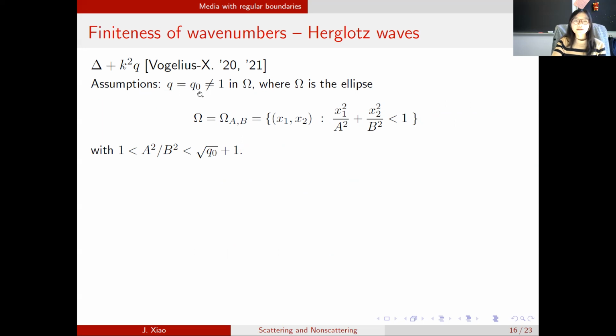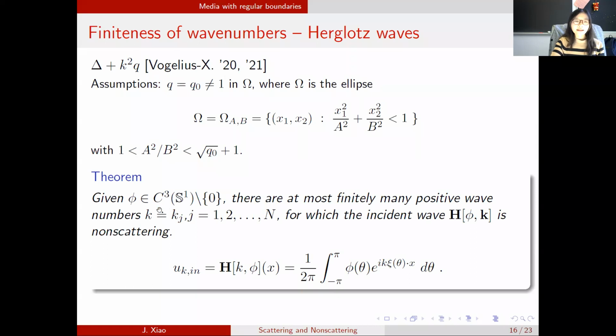So we assume Q is constant inside omega, and we consider the two-dimensional case, and omega is this ellipse. And we assume that this ellipse is not too far away from a disk in this sense. And this Q comes from the media parameter, and this is really a technical requirement in the proof. Of course, we can also do this B squared over A squared, it doesn't matter.